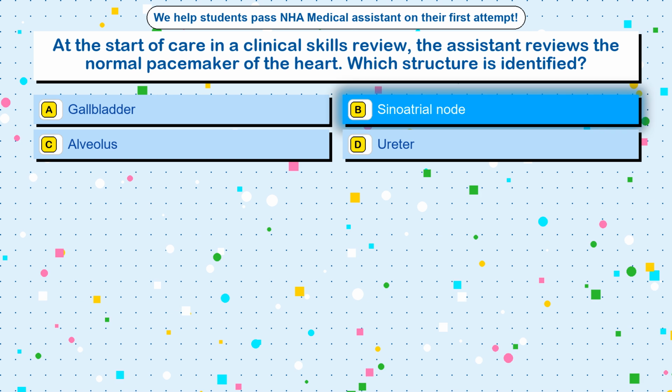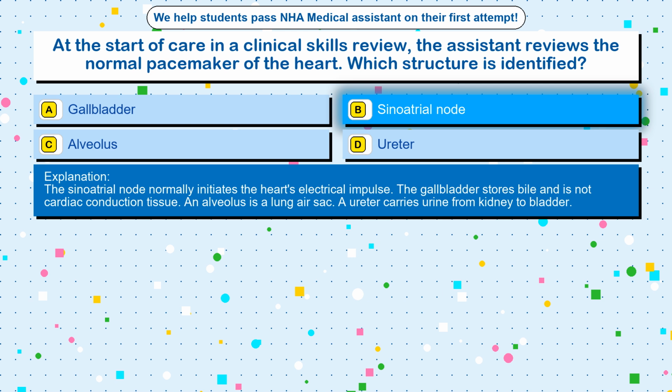Sinoatrial node. The sinoatrial node normally initiates the heart's electrical impulse. The gallbladder stores bile and is not cardiac conduction tissue. An alveolus is a lung air sac. A ureter carries urine from kidney to bladder.